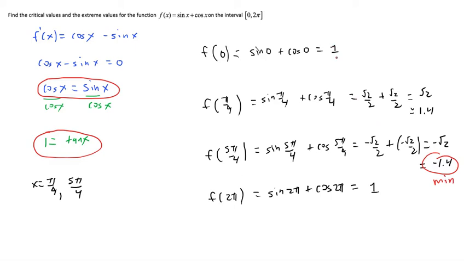And which was the maximum value? In this case, 1.4. So on this interval only, negative 1.4, or negative radical 2, is our min value. And radical 2, which is approximately 1.4, will be our max value.